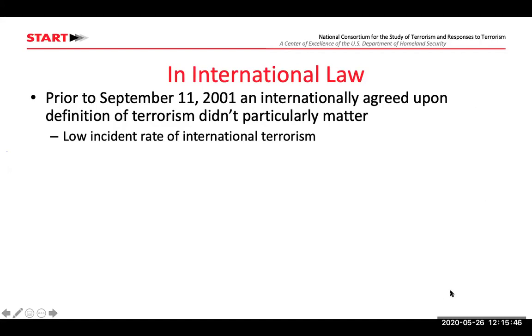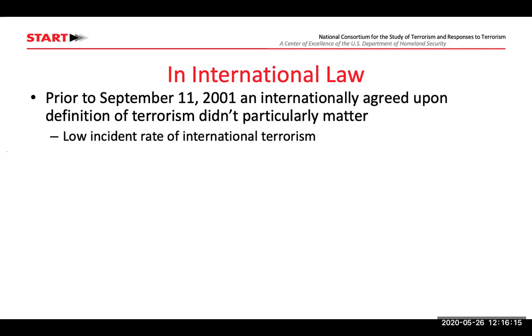So prior to September 11th, 2001, there was no real agreed upon international definition of terrorism. It didn't really particularly matter, to be honest. There was an exceptionally low rate of international terrorism. A lot of the terrorism occurred domestically within a country. And really, most terrorism is still domestic in nature. The people who are planning an attack will attack within the same country that they're in.